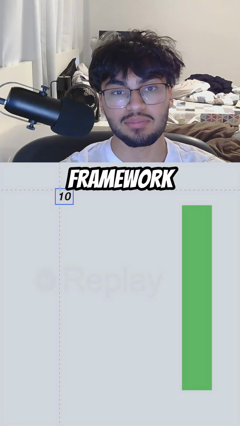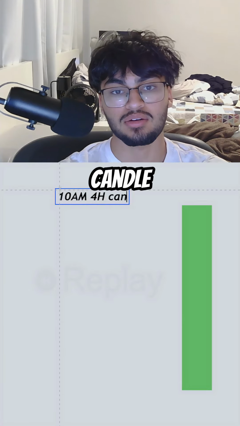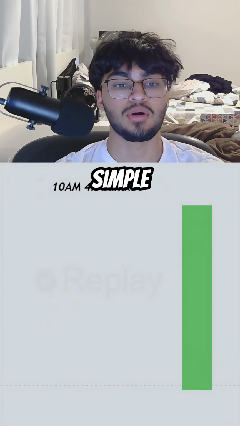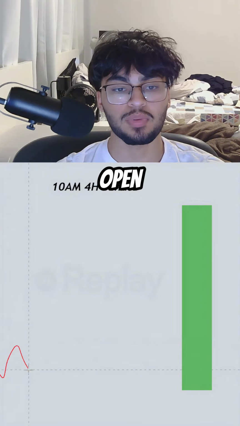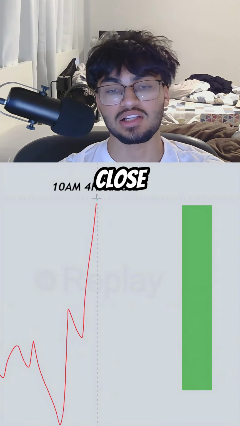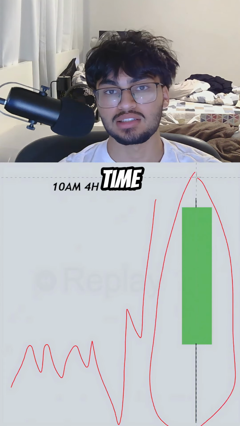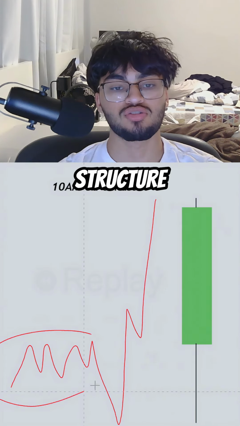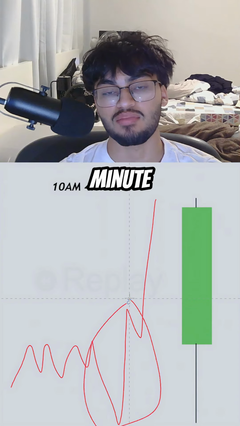The higher time frame framework is going to be the 10 a.m. 4-hour candle. And how we want to trade this is very simple. On the lower time frame, we want to trade the open, the low, and the high, and the close. So this is what the candle would look like on the higher time frame, which is the 4-hour, and this is the structure that it would look like on the 1 minute, the 5 minute, and the 15 minute.